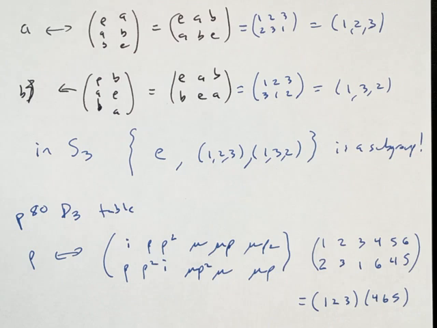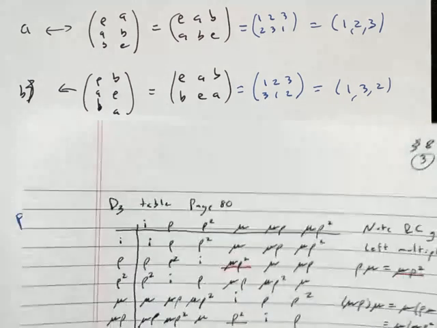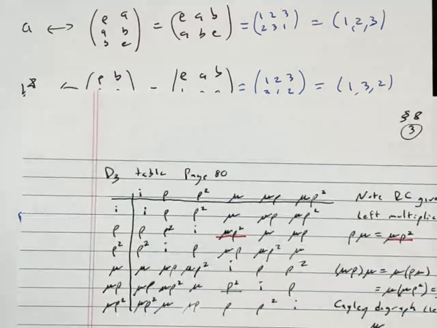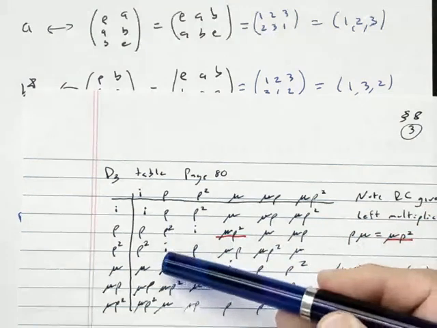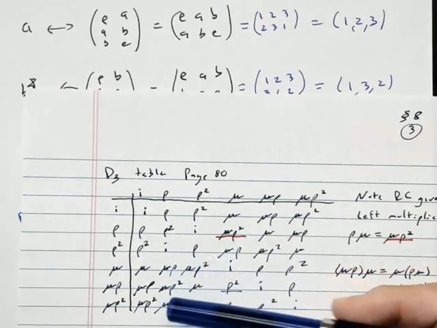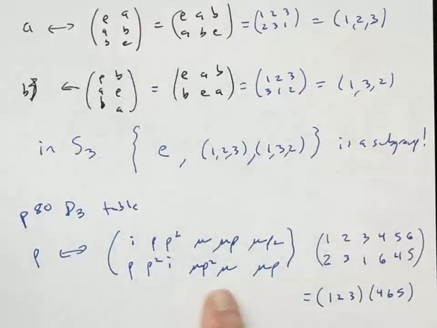Let me look at the column version. Here's my table. Look at the column that goes with P. P, P squared, I, MP, MP squared, M. MP, it's different, isn't it? It's different. D3 is not abelian. The row version and the column version are different.